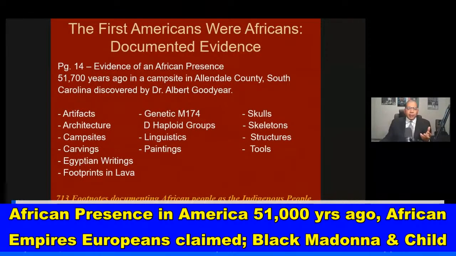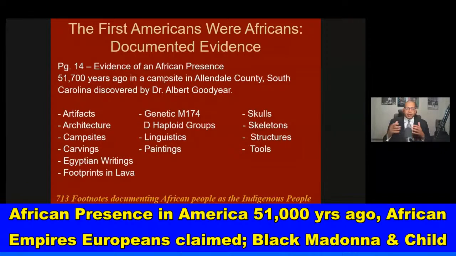Page 14 of his book deals with a discovery made in Allendale County, South Carolina in 2004 by Dr. Albert Goodyear. And they found 13 different types of evidence that thoroughly documented African presence in the Americas, dating back at least 51,700 years ago. They found artifacts, architecture, campsites, carvings, Egyptian writings, footprints in lava, genetic M174D haploid groups dealing with DNA and genetics, linguistics, paintings, skulls, skeletons, structures, and tools.